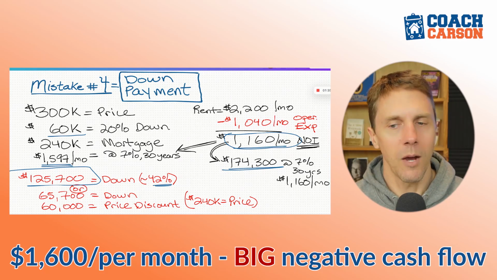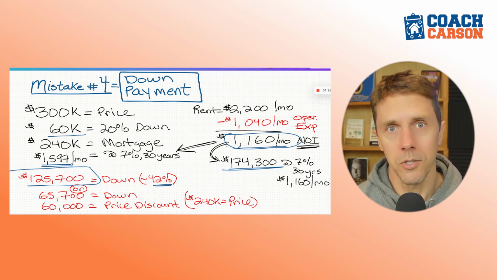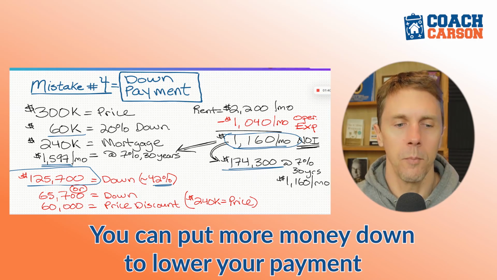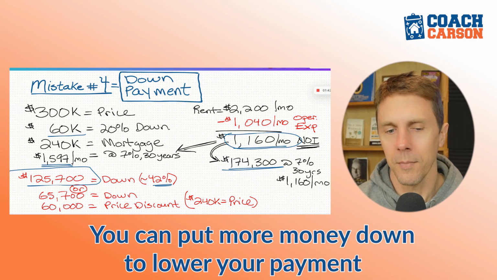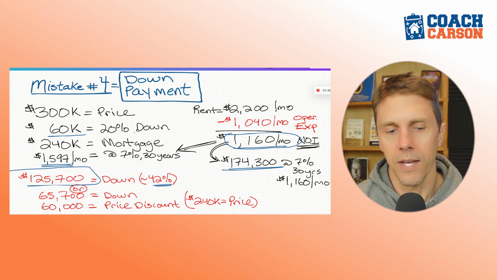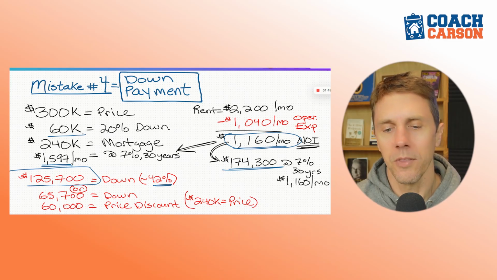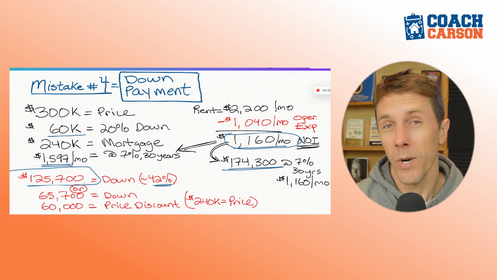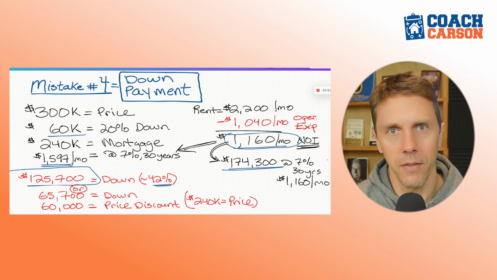Well, that's probably not news to you, right? But the option that I want to talk to you about is you could choose, if you have the money, to put more money down to lower your payment. So instead of $60,000 down, you could put $125,000 and a little bit in change. Maybe that's 42% down instead of 20% down. And you would have a payment that's about $1,160 per month. So you might have a response to me. You might say, hey, Chad, I don't have $125,700. All I have is $60,000. So I'm not going to be able to buy the rental property if I have to do that.